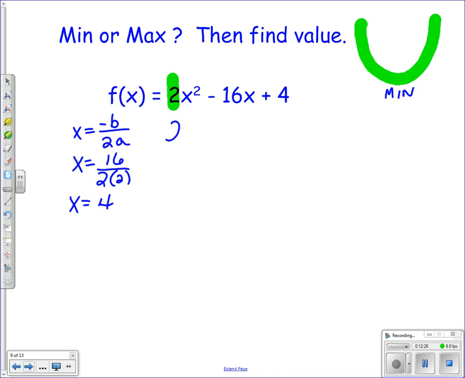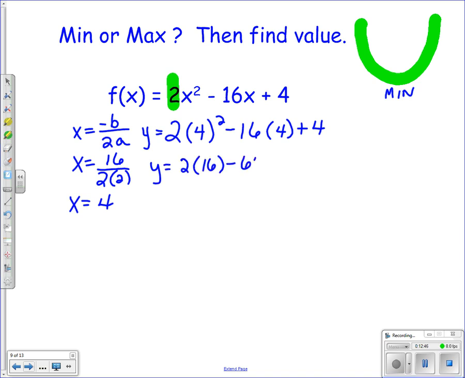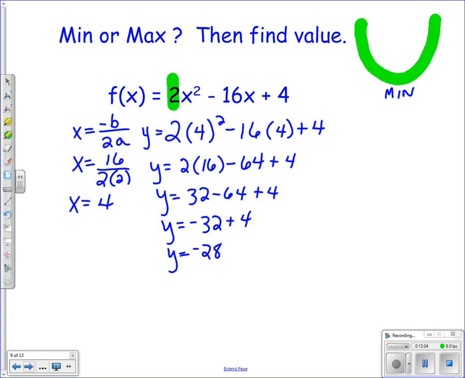Fabulous. Now we're going to substitute the 4 in for our x. And when we do so, we can write that equal to f of x, or you guys know that f of x is the same thing as y. So I can write y equals there. So I have y equals 2 times 16 minus 64 plus 4. Y is equal to 32 minus 64 plus 4. Y is equal to negative 32 plus 4. And y is equal to negative 28. Okay, I found the y-coordinate of my vertex.